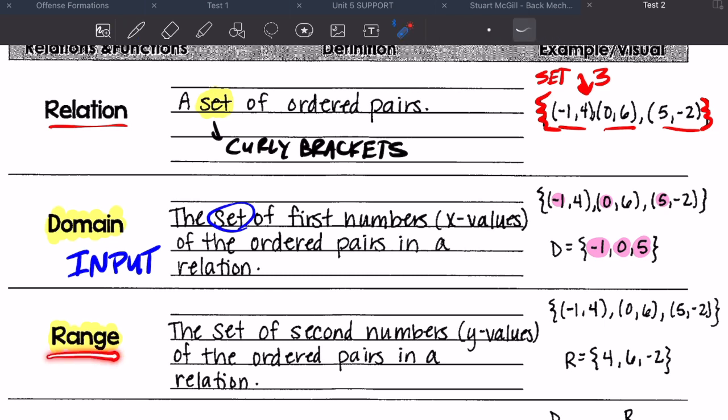Cool. Range is the exact opposite. That is the set of the second numbers, the y values of the ordered pairs in a relationship. So it goes with the term output. So we input x, output y. So when I talk about range, I'm talking about all the possible y values, which is the second value in my ordered pairs. And you'll see again here, it's a set. So we denote it with curly brackets of all of the possible y values. And you'll see again, the y value is lined up there with all those. Cool. So that's domain and range.